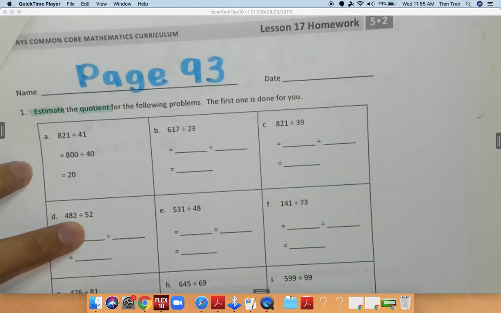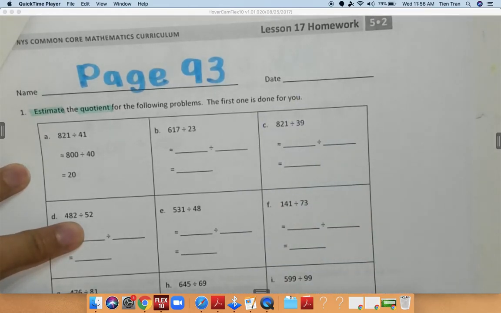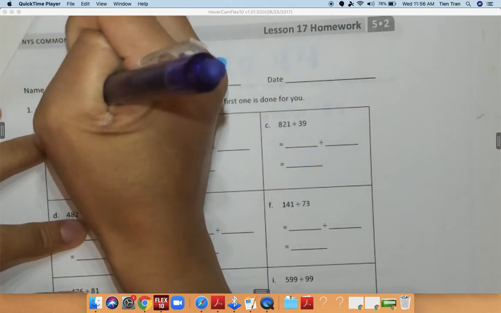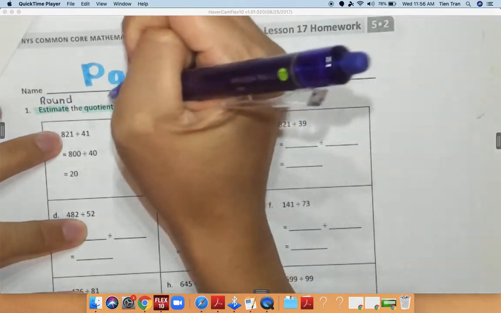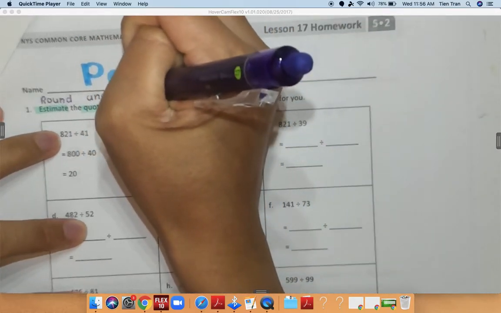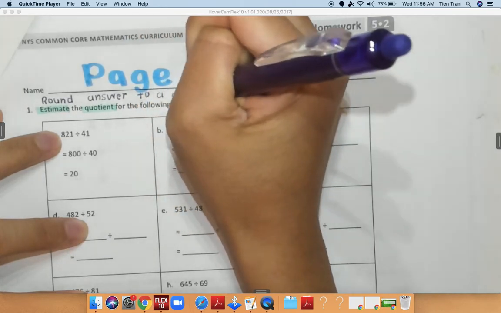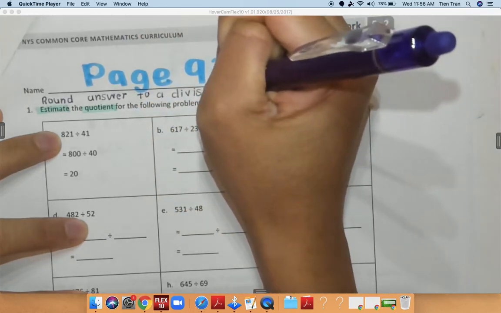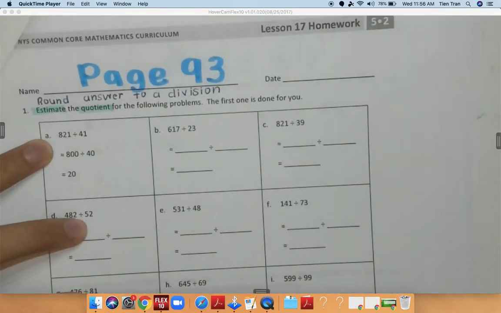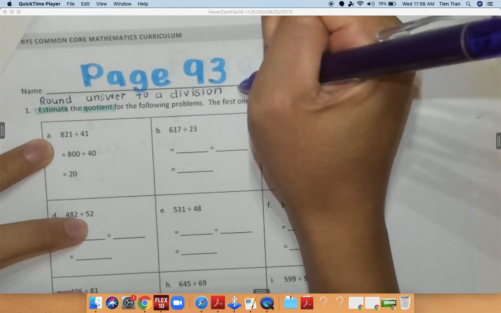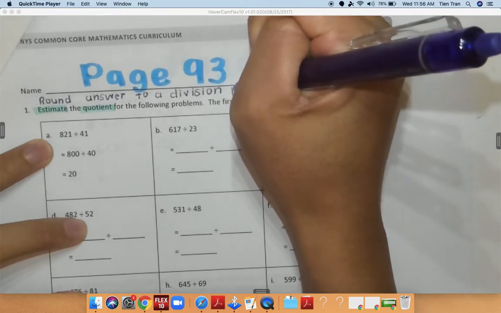I'm going to pause because the word estimate you're going to remember as rounding. So they want you to round or to estimate. And the quotient means the answer to a division problem. So they want you to find the answer to a division problem. If you notice, just looking at all of these numbers down here, there is a division sign. So they do want an answer to a division problem.